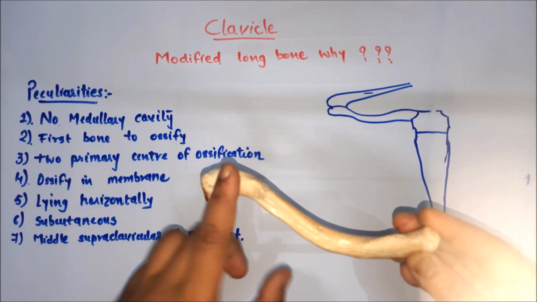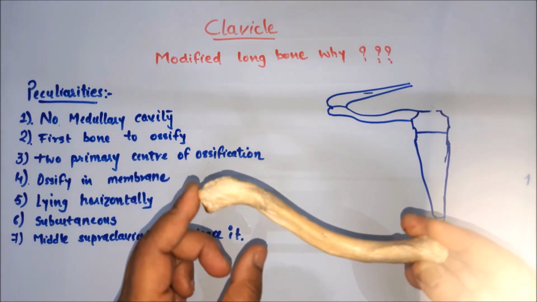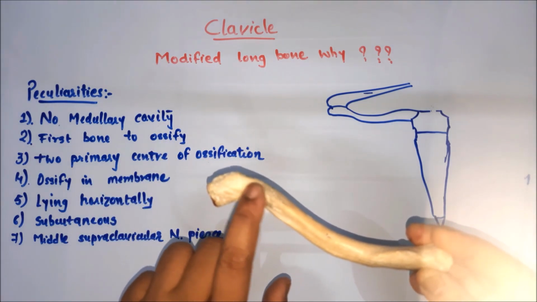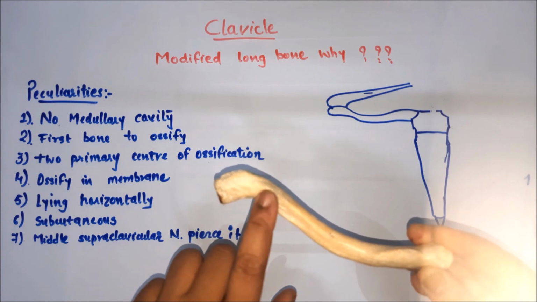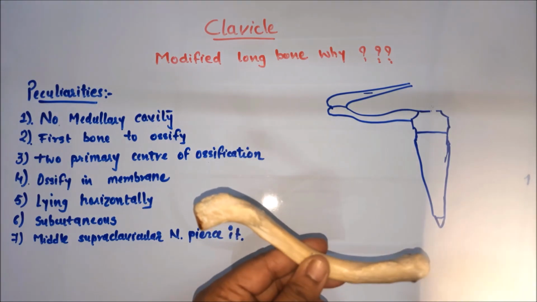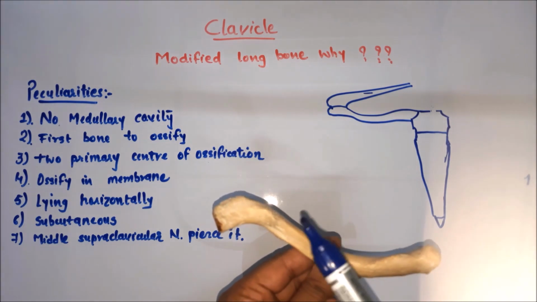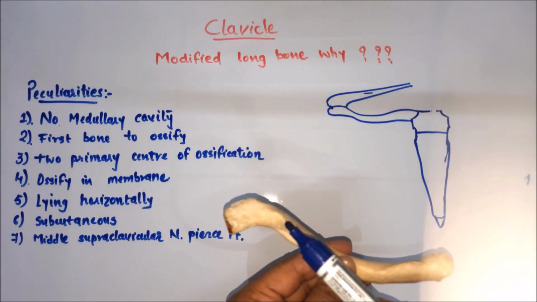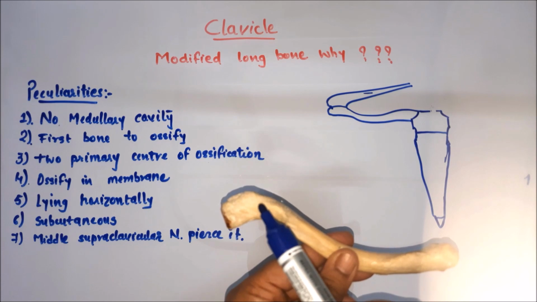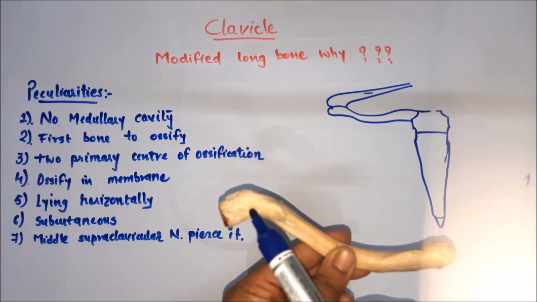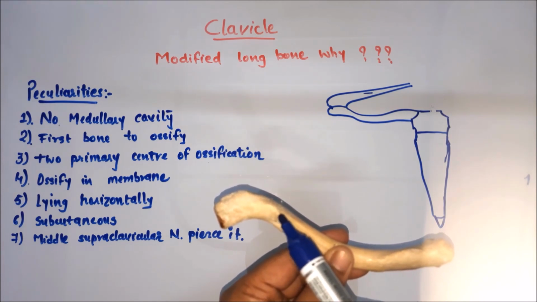Now the inferior surface of the lateral end has two structures. One is a tubercle, another one is a ridge. This one is the conoid tubercle, and this is known as the trapezoid ridge. This is the trapezoid ridge, this one is the conoid tubercle.